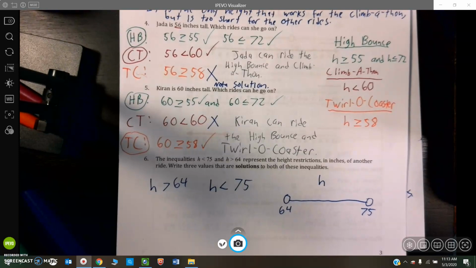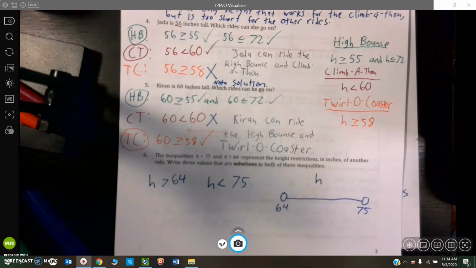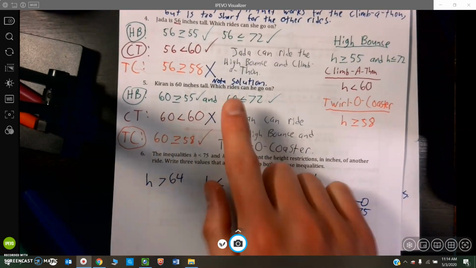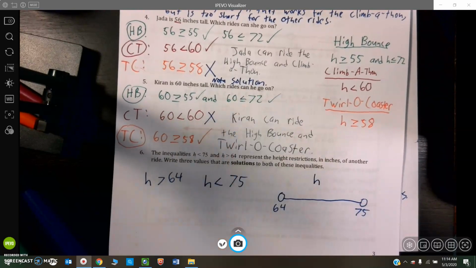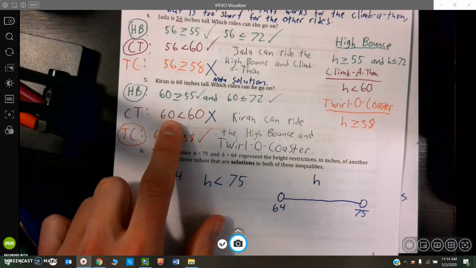Alright, so at this point, hopefully you completed 5 independently. I went ahead and paused the video and completed it to save time so you didn't have to watch me writing. Once again, I just substituted in Corinne's height into each of the different inequalities for the different rides. In the high bounce, 60 is greater than or equal to 55 and less than or equal to 72. So whenever you can plug in a value and it makes that equation or inequality true, that's called a solution, and that means it works. It worked for the roller coaster. It did not work for the climathon.